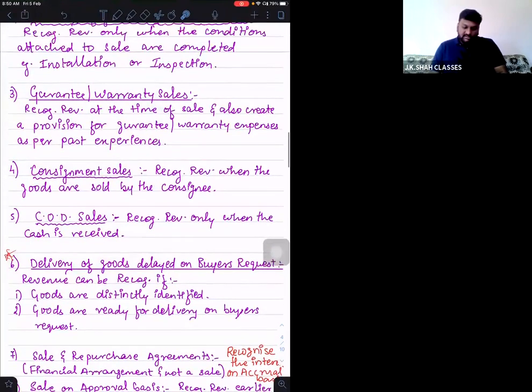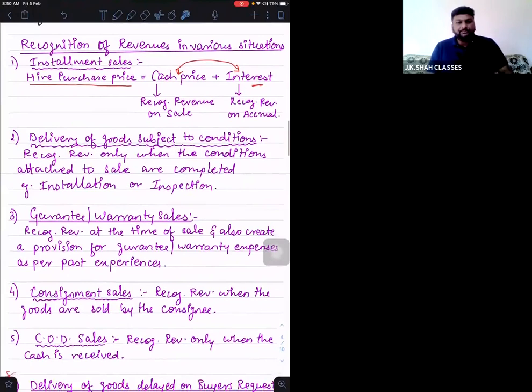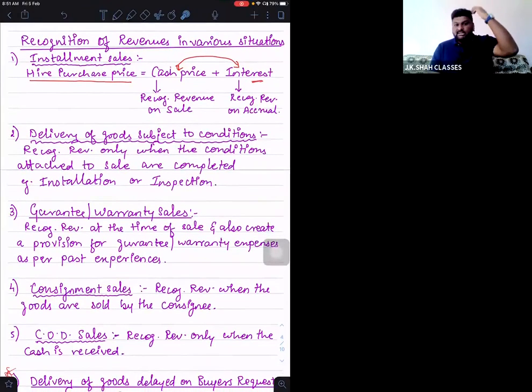That is recognition of revenues in various situations. Very simple. These are all special transactions, and I thought we will cover this also because you can have a question raised from any of this part.